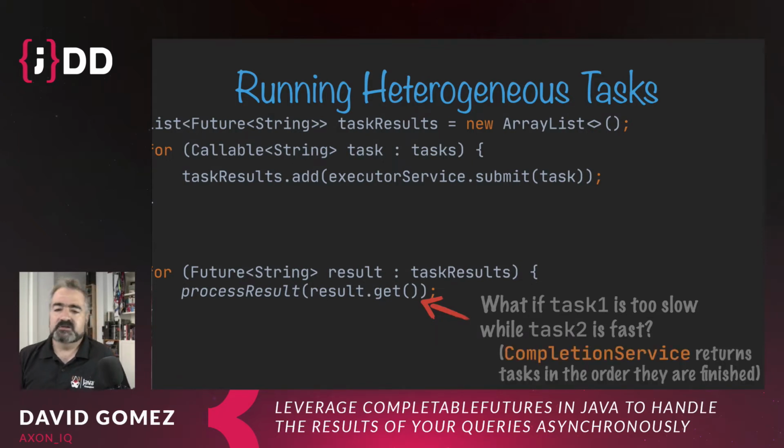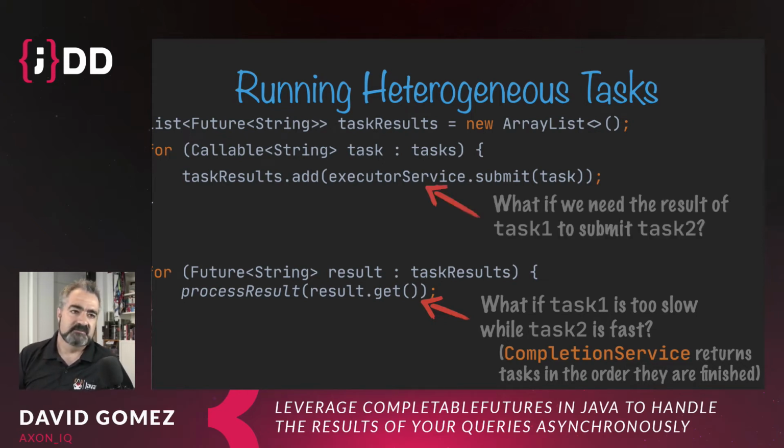So there's another interface, which is completion service, that could help us in this case, because basically what it does is it wraps the executor service and it returns the tasks not in the order that they were submitted, but in the order that they are finished. So this is an improvement over the executor service that allows us to start processing tasks as they are ready, not in the same order that we submitted them.